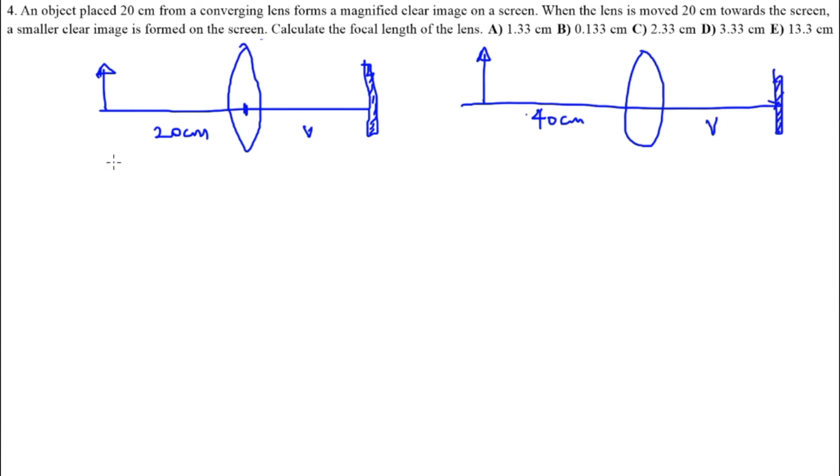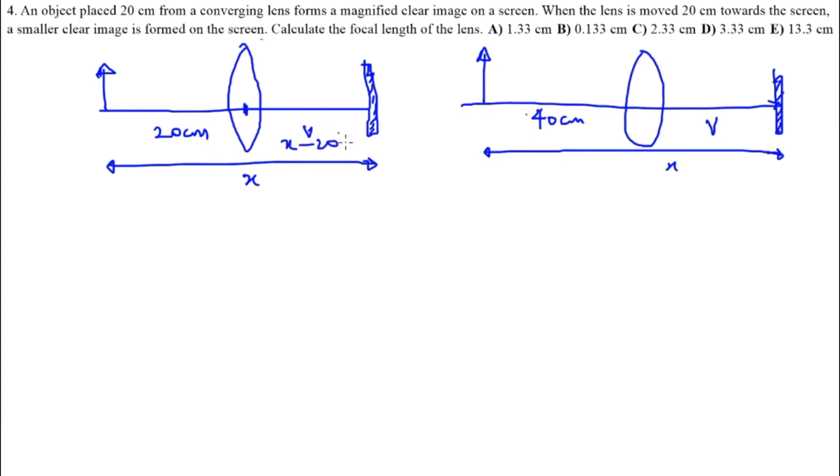It means that if this place to this place is x, and of course these two will be x, the difference is that this will be x minus 20. That's why we need to make use of this assumption that if the length from the object to the image is x, then the image distance v should be x minus 20, and this will be x minus 40. At least this will differentiate between the image distances of the two scenarios.